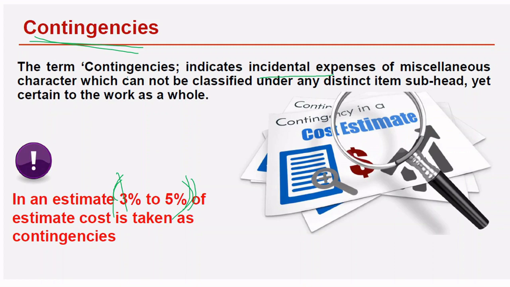So once the work is moving on, some event happens, like now the lockdown has happened, so the work is all stopped. These are times which are unpredictable. So for that we are taking 3 to 5% as contingencies. Okay, so some workers may not come, they will go on strike.